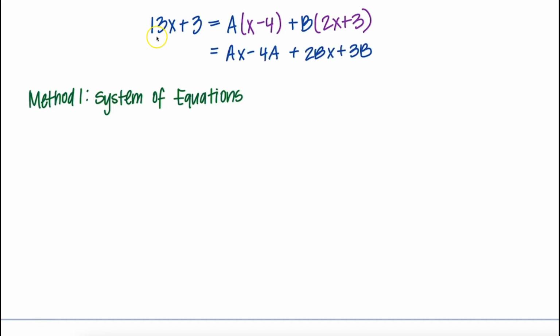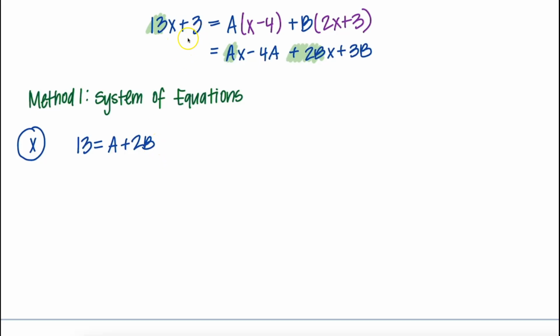Now, we could distribute out a and b to see more clearly what those coefficients in front of x will be. So on the left, we can see the coefficient in front of x was 13. And now after distribution on the right, we have an a in front of x and a plus 2b. That's going to give us our first equation in our system of equations. So in front of all of our x terms, I have 13 equals a plus 2b.